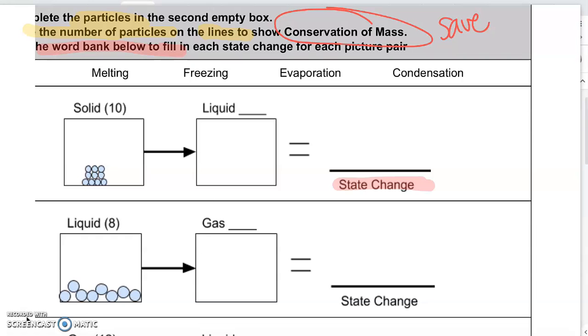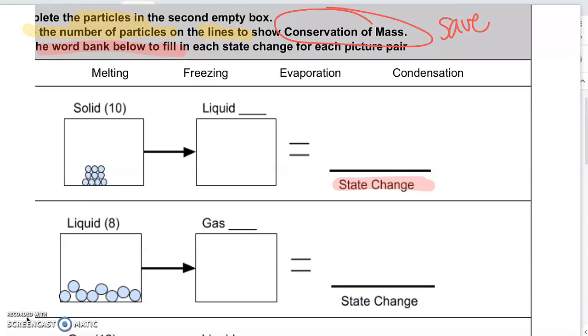So let's look at the first one. We gave the first one for you. We told you it is a solid and there are 10 particles. And we drew 10 solid particles. Now your job is to draw liquid particles in the box. What do they look like and how many are there? Then, what is the state change from a solid to a liquid? Press pause, press play when you're ready to go on.